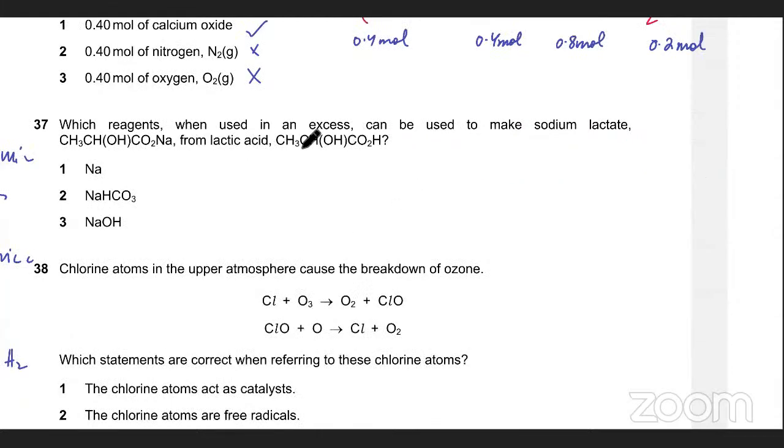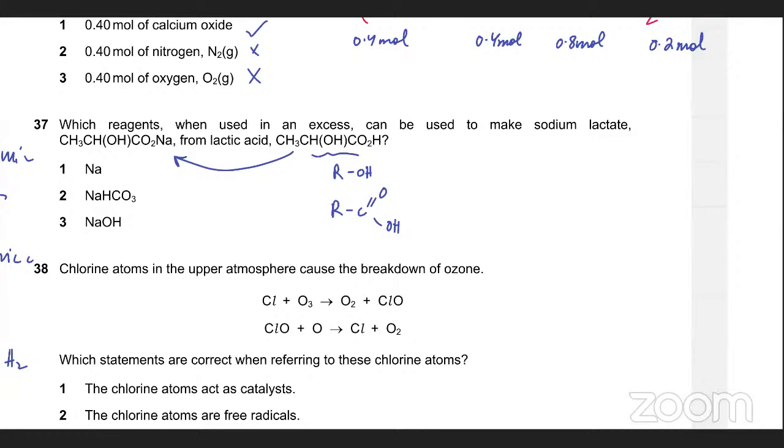You're trying to convert this to this. So this compound has two things. It's got an alcohol and it's got a carboxylic acid. So it's got both functional groups. Which one would Na react with? OH or carboxylic acid?